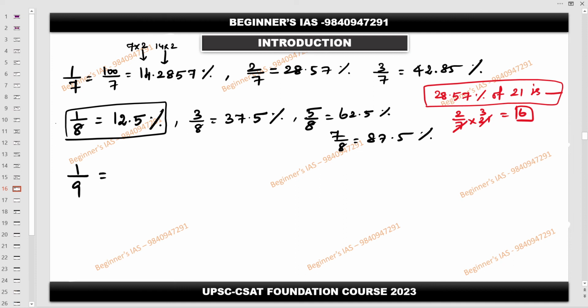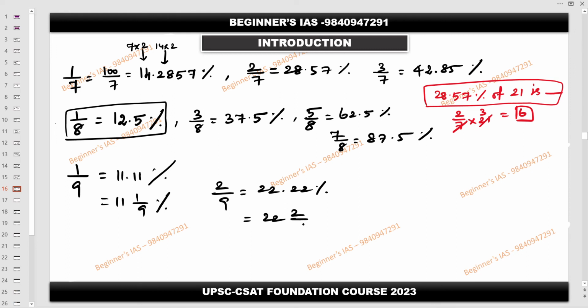Next, 1 by 9 is very important. 11.11. You should not read after the decimal as 11; you should read it as 1 1. So this can be written as 11 1 by 9 percentage. Then 2 by 9 is nothing but 22.22 percentage, as I am multiplying that.